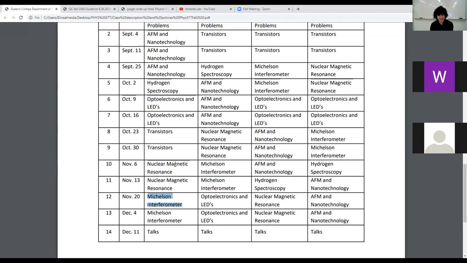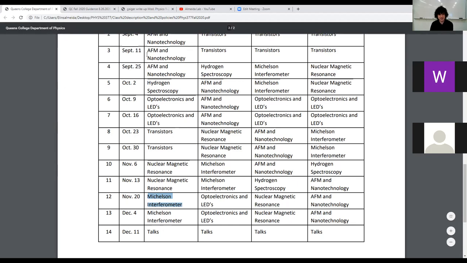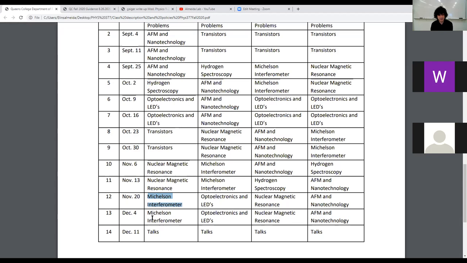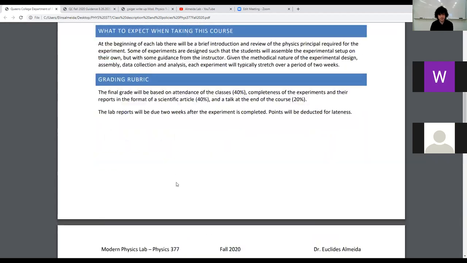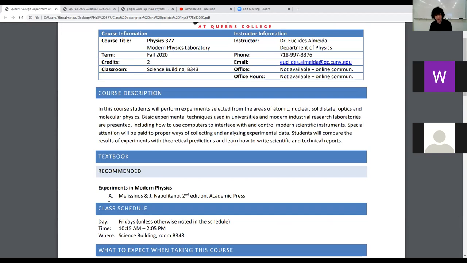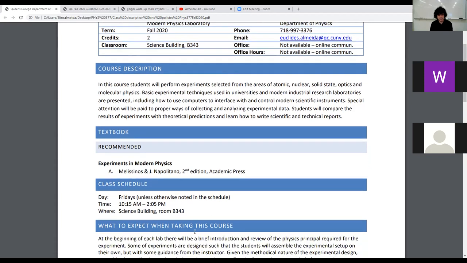So as you see, it's really hands-on. At least two setups you will build from scratch. And I will send you the manuals and provide you guidance along the way. There is a recommended textbook, although I'll be providing materials. If you want to understand a little bit about the theory, you can find it in this book. There's no required textbook. So our schedule in Science Building 3 for 3.